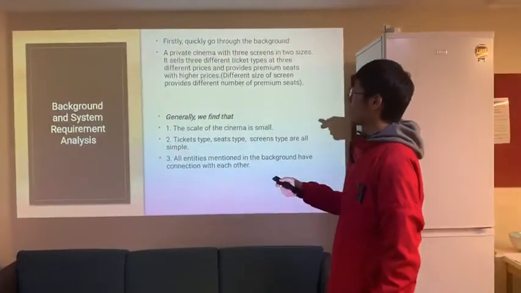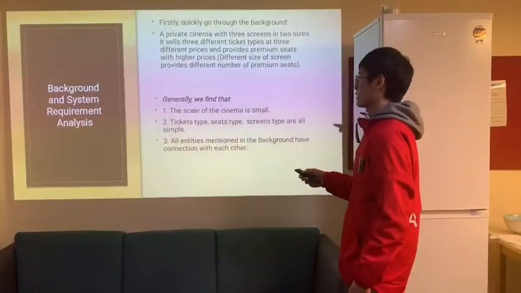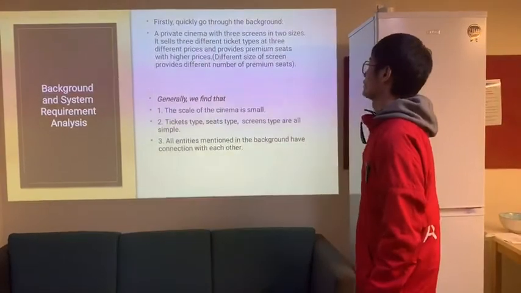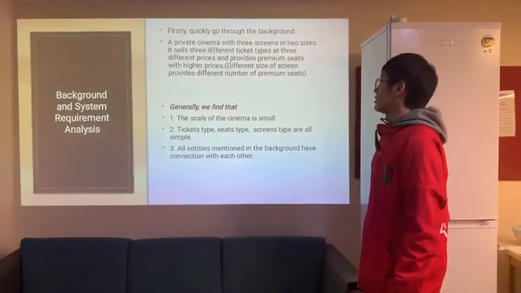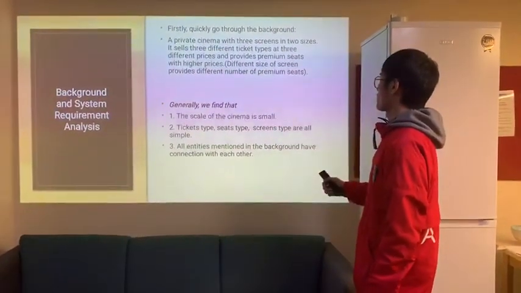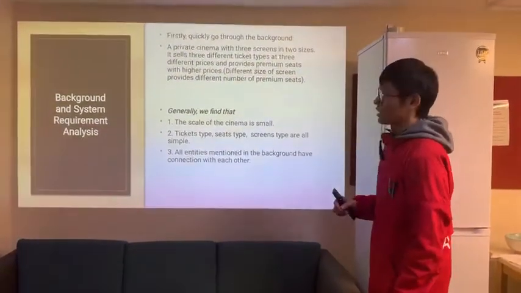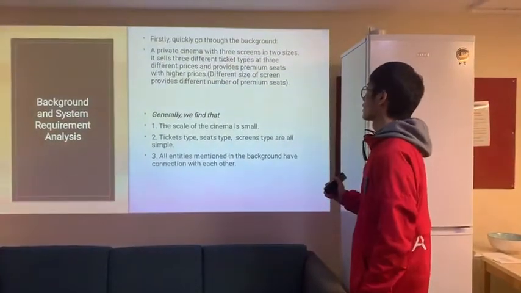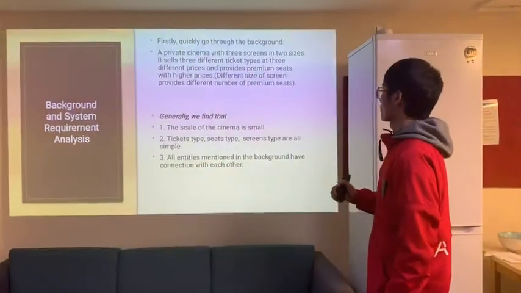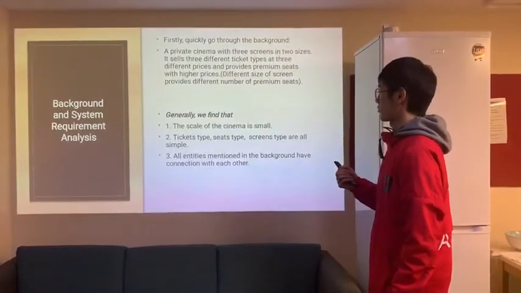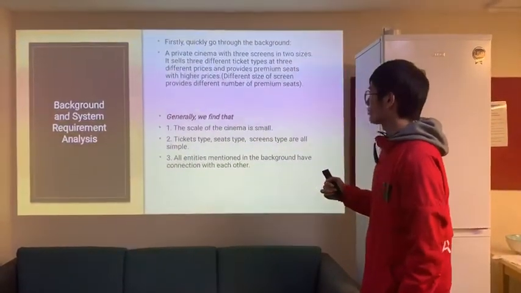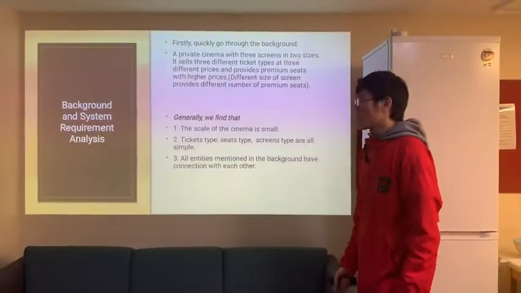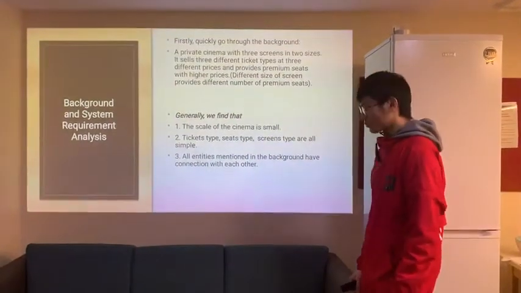Now let's move to the background and system requirements and size. Firstly, I will quickly go through the background. The background is about a private cinema with 3 screens in 2 sizes. It sells 3 different ticket types at 3 different prices. It provides premium seats with higher prices. By the way, different sizes of screen provide different numbers of premium seats.